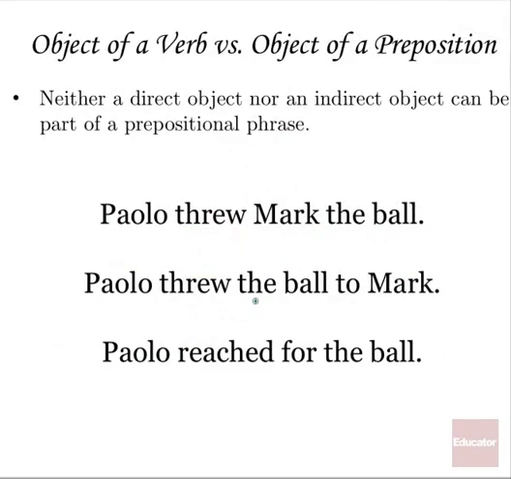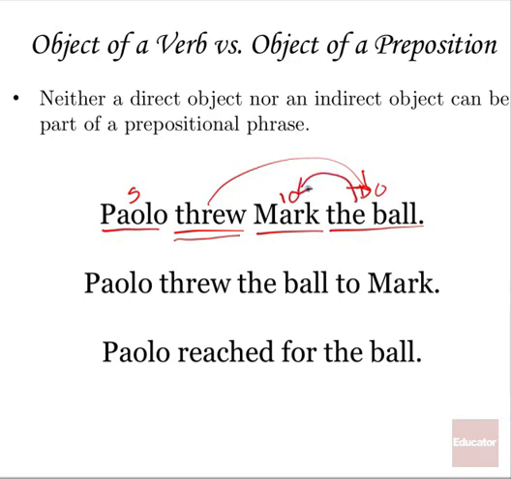All right. Object of a verb versus object of a preposition. Neither a direct object nor an indirect object can ever be part of a prepositional phrase. Let's look at how this breaks down. Paulo threw Mark the ball. Paulo is our subject. Threw is our verb. The ball is our direct object. Remember, that was our example. The ball is what's getting thrown. And Mark is the indirect object because it's receiving the ball. Not the throwing, but the ball.